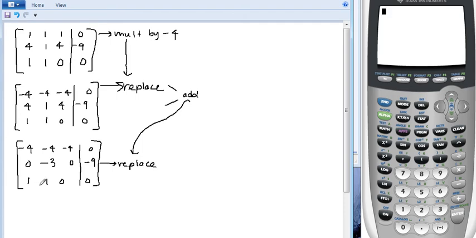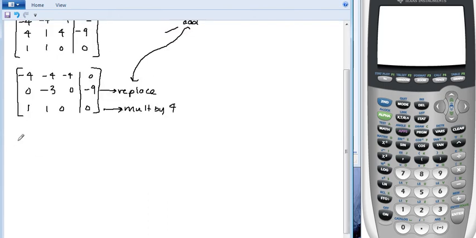Again, I don't have anything to do here that's going to work, but if this was a 4, I could add this one and it would drop. So that's what my goal is here. I'm going to multiply all of these by 4. Okay? Let's see what we got here.